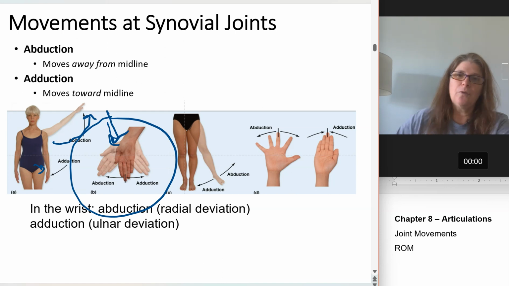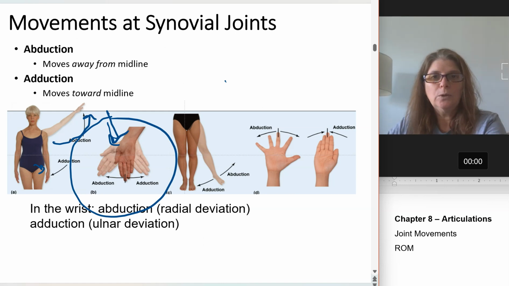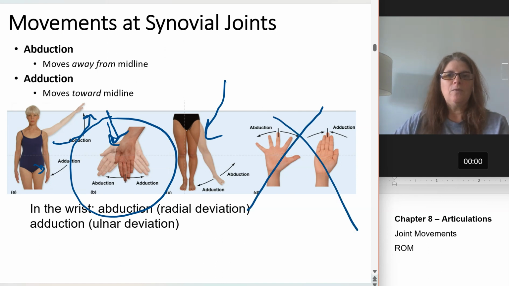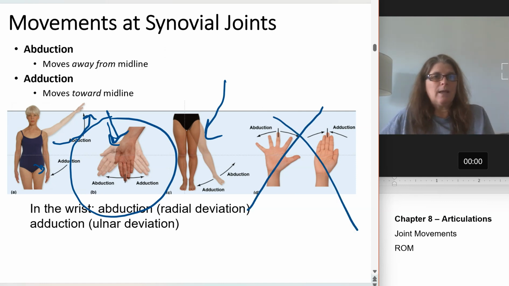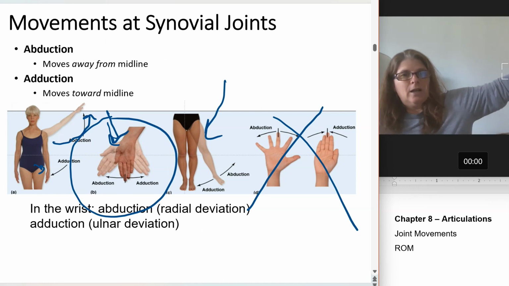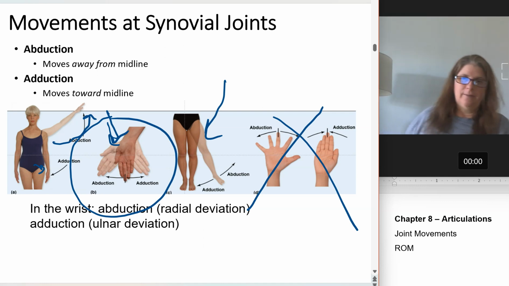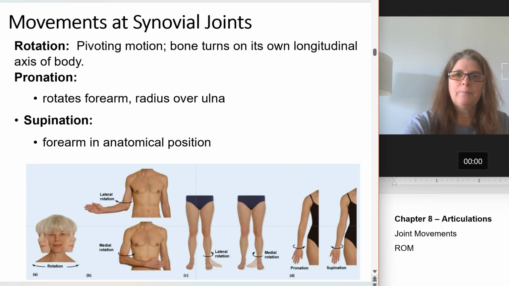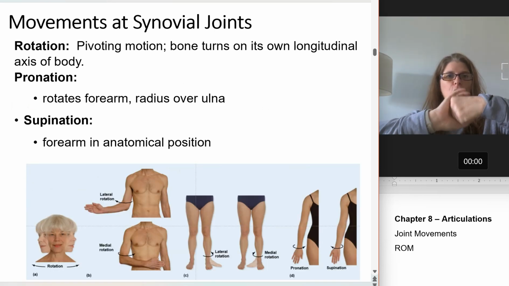So those are also for the wrist, and we also look at these for the shoulder, and we look at them for the hip. We're not doing the finger ones. So if you move the limb away from the midline, abduction. When it comes back, that's adduction. And that's commonly seen in the shoulder and the hip, and we look at it in the wrist. Okay, now rotation is actually turning the bone, right?